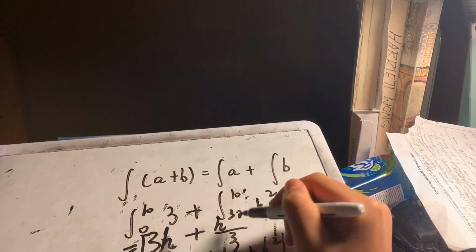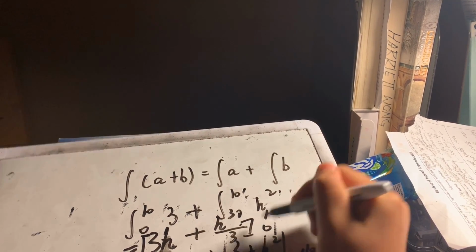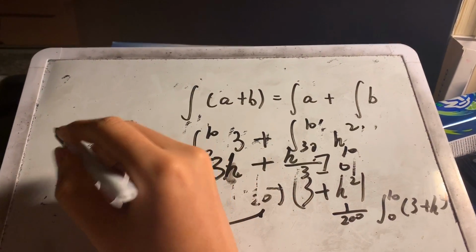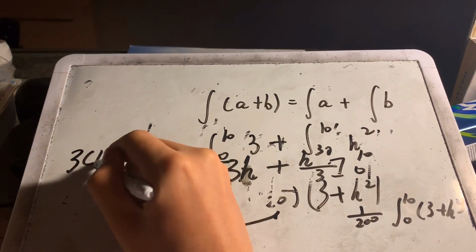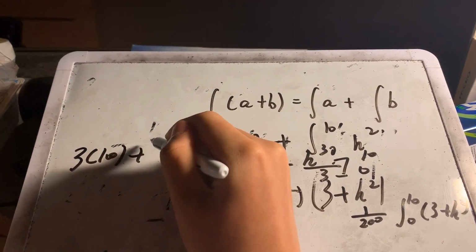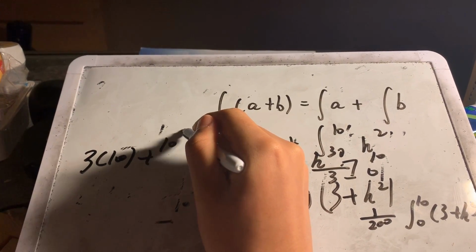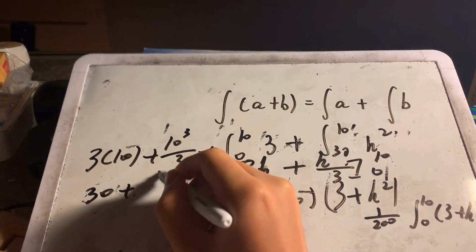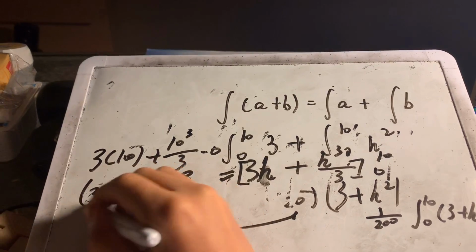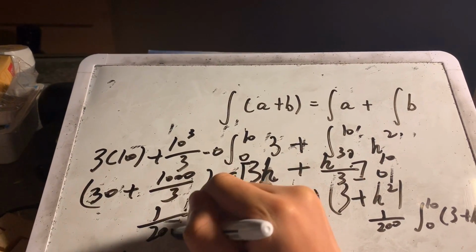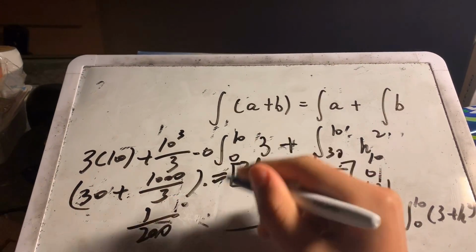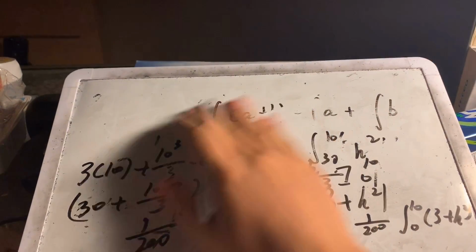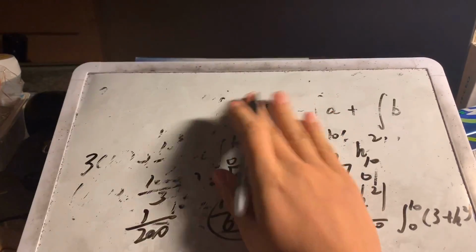Then we use the fundamental theorem of calculus, which is the last step of the process. We are going to apply this. 3, and we get this part is equal to this. And we multiply it by 1 over 200. And we get the answer is this. So this is the answer of the first problem, which is 109 divided by 60.